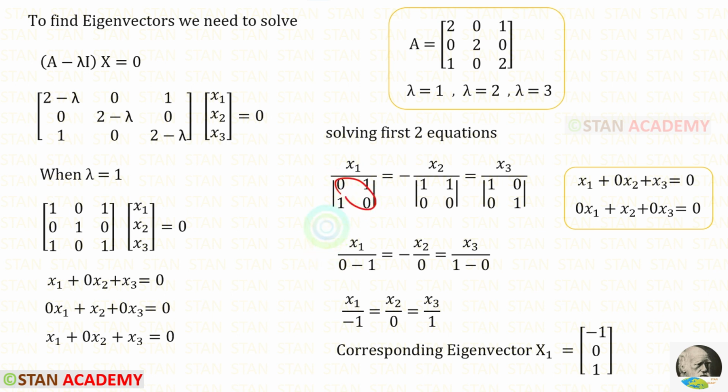0 into 0, it will be 0, minus 1 into 1, it will be 1. 1 into 0, it will be 0, minus 0 into 1, it will be 0. 0 minus 0, it will be 0. 1 into 1, it will be 1. Minus 0 into 0, it will be 0. In this way, we will get the corresponding eigenvector x1 is equal to minus 1, 0 and 1.